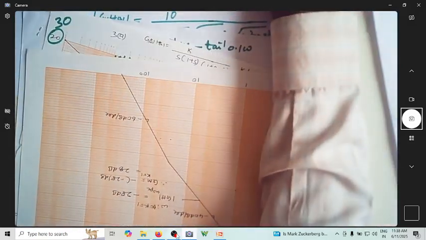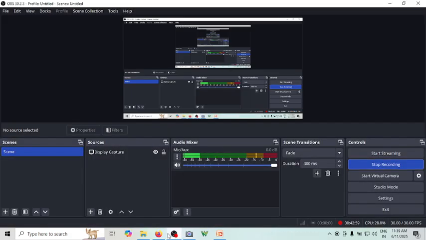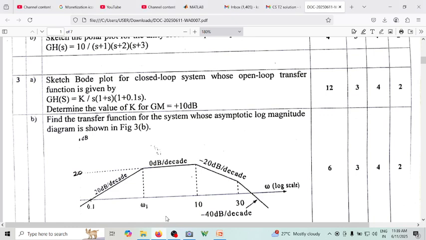Okay, what is the next question? Sorry, the next question is here. Okay, the next question is you are asked to find the transfer function of this plot which is given there. The plot given is, okay, let me just take a sheet of paper. Let me first write the plot and then show you what's happening.